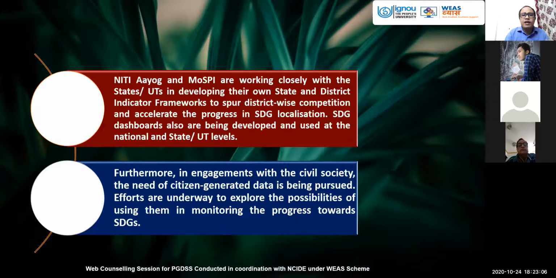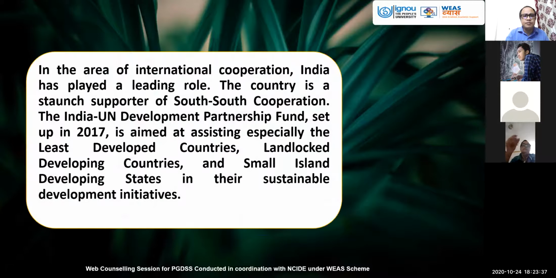NITI Aayog and the Ministry of Statistics and Programme Implementation are working closely with the states and union territories in developing their own state indicator framework. That means we are aggressively working at the local level to achieve those goals. Furthermore, in engagement with civil society, the need for citizen-generated data is being pursued. Efforts are underway to explore the possibilities of using it in monitoring the progress towards the SDGs.